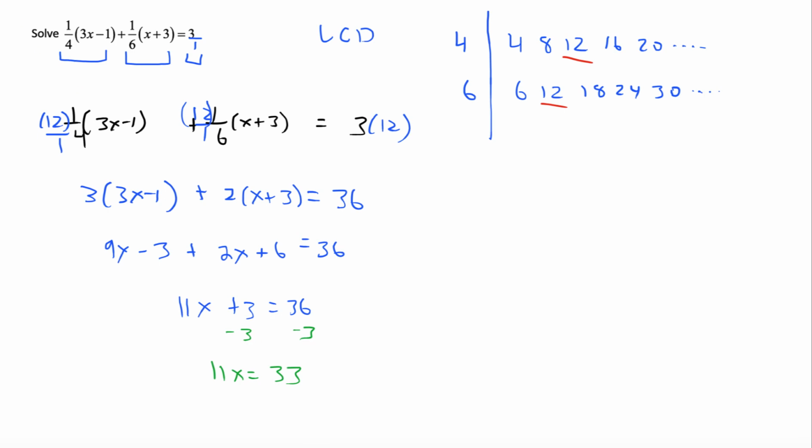And for the very last step, in order to isolate x, we want to divide both sides by 11. So the 11's cancel out, which we expect, and we're left with just x. And what do we get on the other side? 33 divided by 11, which is equal to 3. So what does that tell us then? It tells us that 3 is the solution to this equation.